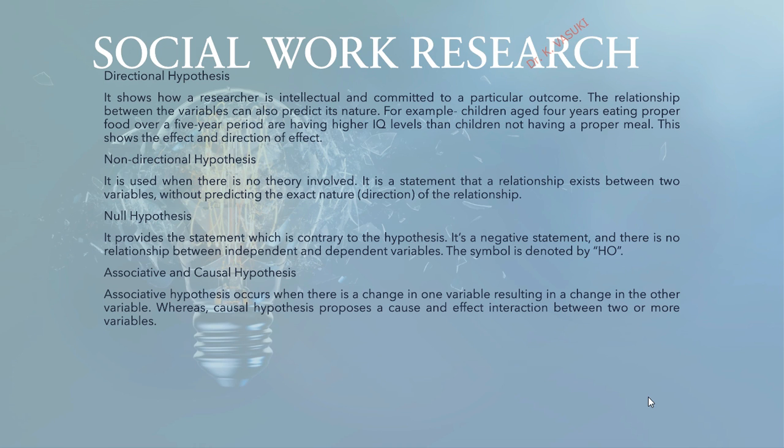Then associative and causal hypothesis. Associative hypothesis occurs when a change in one variable results in a change in the other variable. For example, we decide to study the relationship between rainfall and food production. If we get less rainfall, automatically it has an effect on food production. That is called associative hypothesis.